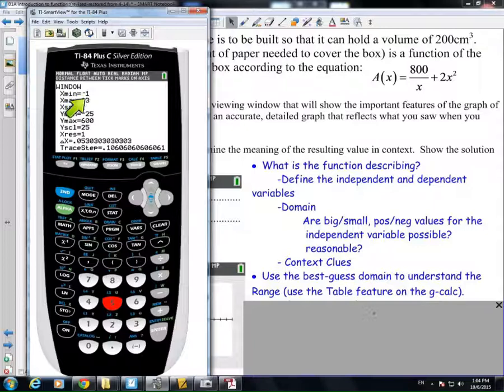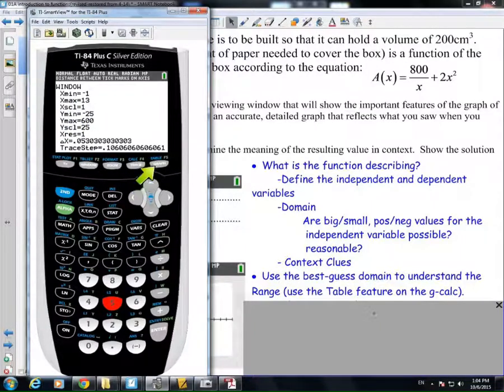So 0 and 12, so I put -1 to 13 to give myself a little room on either side of the x-axis. This scale here says count by 1s, and by the way, to get here you just hit the window button, and that's why you get your window settings right in here. The minimum y value is -25. Now I do that just so I can see where the x-axis is, and then I put in for my maximum, in this case I put 600, which is maybe a little high, but I wanted to see a lot of different y values displayed on the calculator.